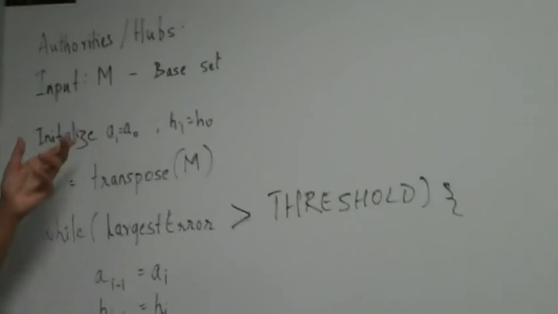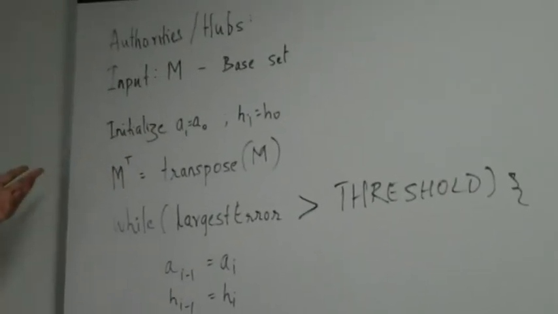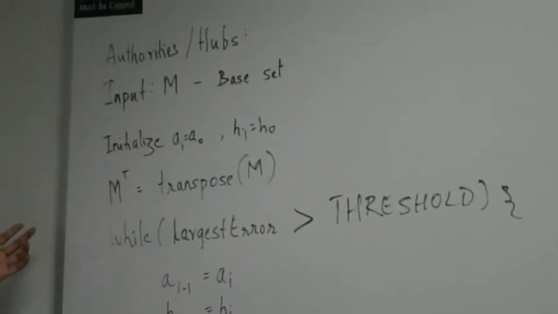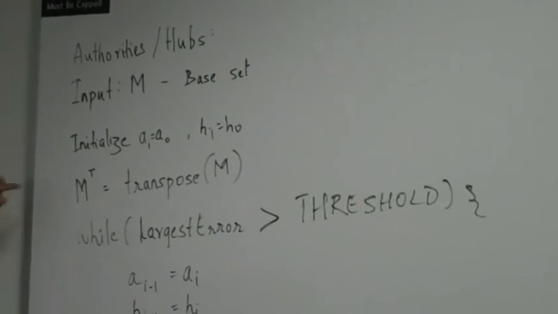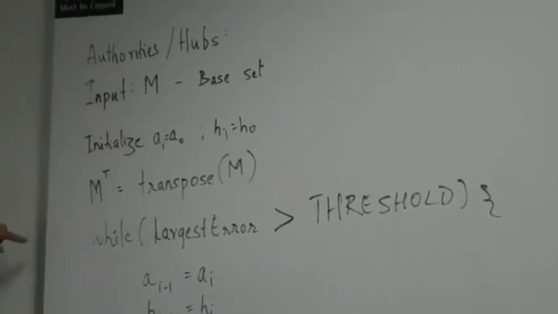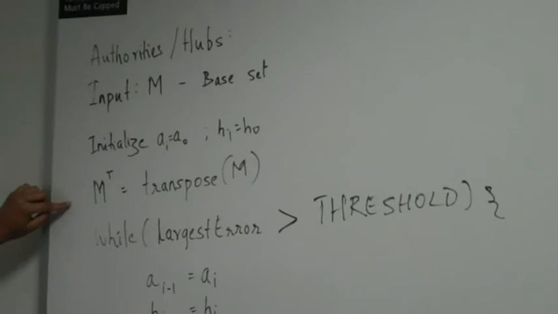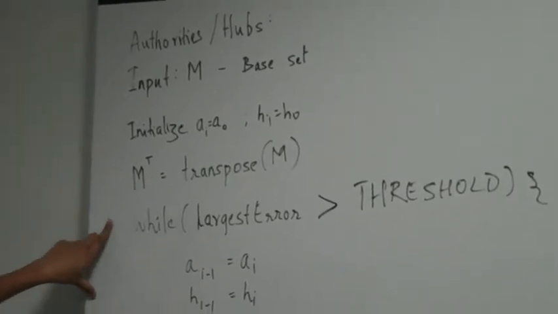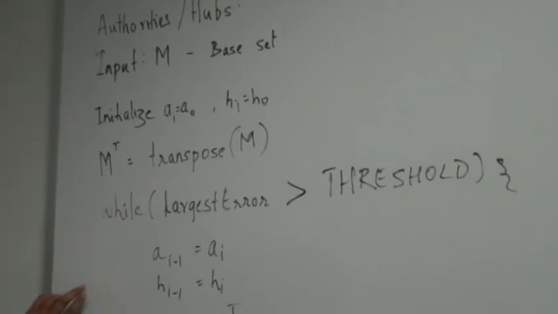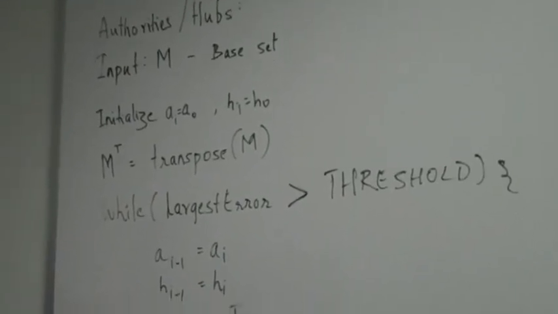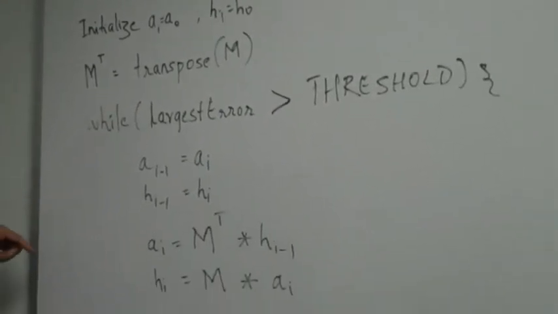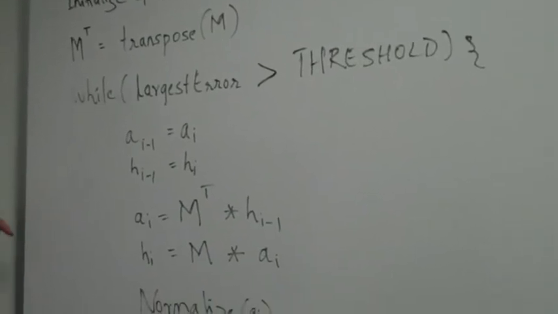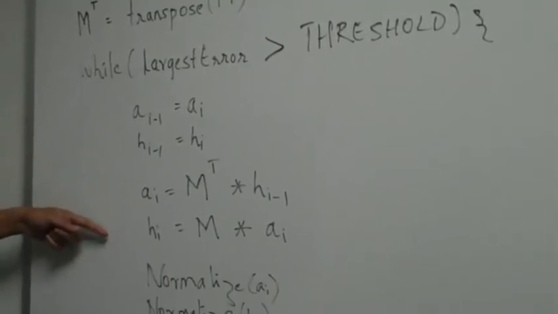After you have that, you have to have two vectors, A_i and H_i, which are initialized to A0 and H0, where you can take that as all ones or all 1 by n's, where n is the size of the M. And then you will find the M transpose, and then this is the core of the algorithm, where iteratively we find and update A_i and H_i.